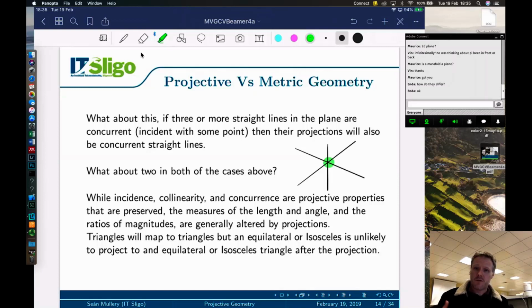Now you notice that we're doing this with 3 rather than 2. So what about the case with 2? Well, the thing is that 2 lines, unless they're parallel, are always going to meet somewhere. And strictly speaking, 2 lines that are parallel meet at infinity, and we'll be coming back to that whole thorny issue later on. But 2 lines will always meet somewhere.